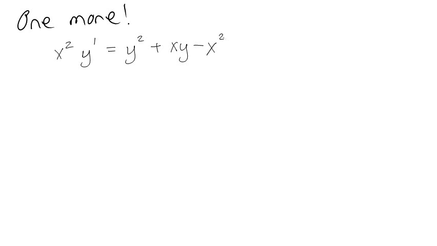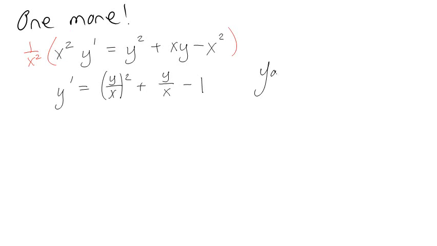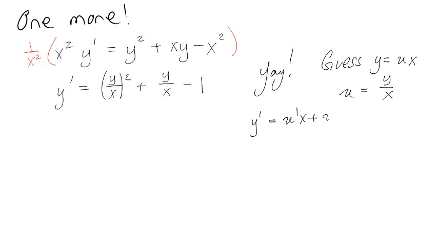Okay, so let's pretend that you did that. Yay. So my first step is going to be to divide the whole equation by x squared. I've got y prime is equal to y over x quantity squared plus y over x minus 1. Yay! So that means that I can guess y equals ux. And that's, like I said, easy to remember because basically I'm guessing that u is y over x. So again, that means that y prime is equal to u prime x plus u times x prime, which is 1.